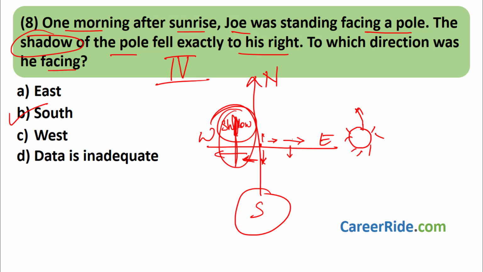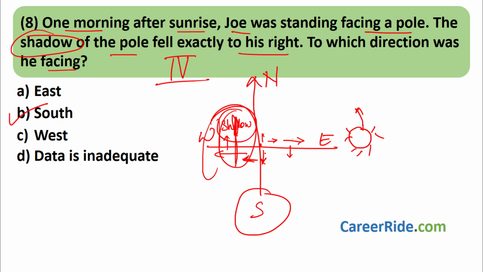Then take west. Okay, Joe is facing west. What is right of Joe? Right of Joe is this side. But say if Joe is facing this side, that means the entire shadow which is there is in front of Joe. That we don't want. We want the shadow to be on the right. Then try north, then try south. You will find the answer.